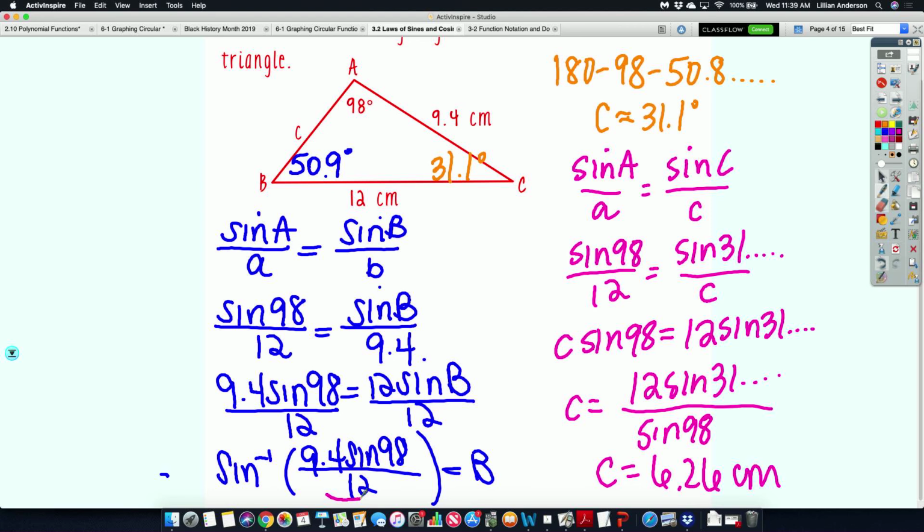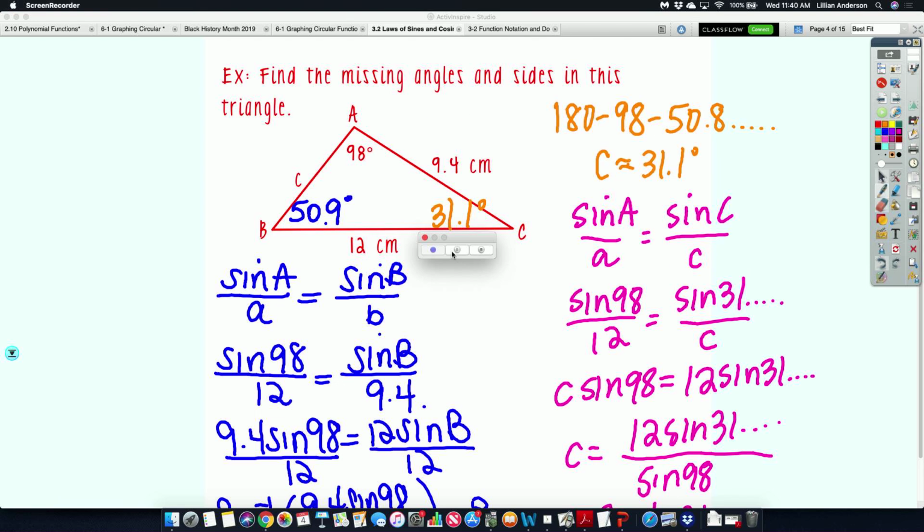That's how you use sine rule. That's how you find side lengths and angle measures of non-right triangles when you're given an angle and the side across from it in one of the pieces of information. Questions? Yes? Do we have to use sine A and then sine C, or can we use B and C? You can use B and C instead of A and C. I'm a creature of habit. I always use what's given to me.